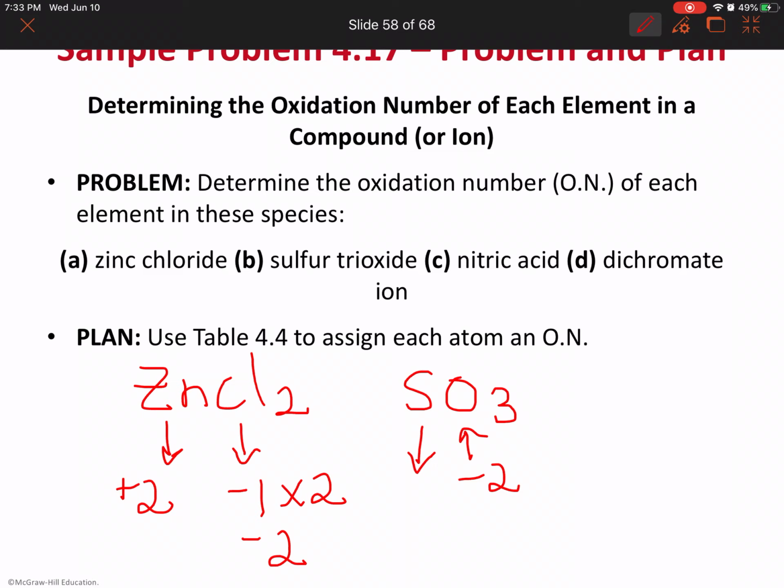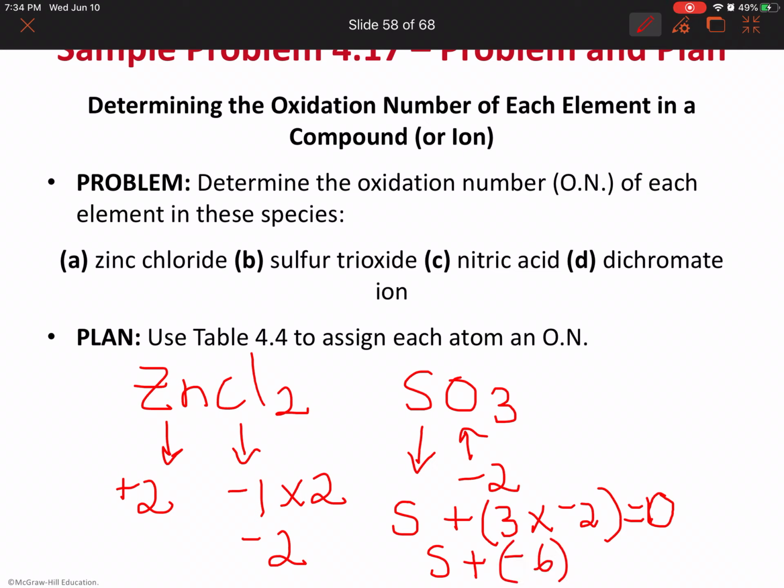So you put this as a little math problem. Sulfur, you don't know the oxidation number. And there are 3 oxygens. 3 times 1 oxygen, oxidation number is -2. When you add the sum of oxidation numbers, they should equal 0. Now sulfur plus 3 times -2 is -6 equals 0. So sulfur minus 6 is 0. So what should be the oxidation number for sulfur? That's going to be then +6.